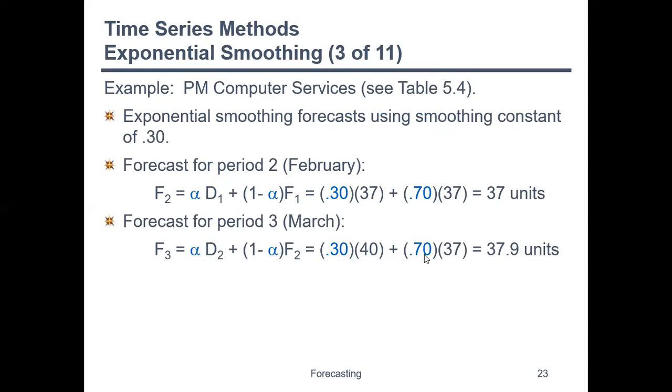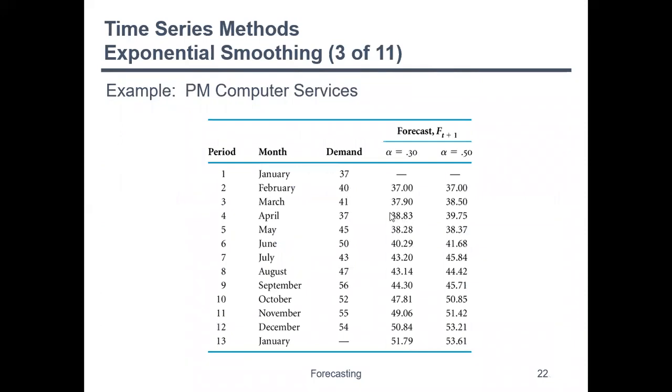D2 there was 40. Plus 0.7 multiplied by the forecasted value, which is 37. So you realize that at the end of the day, we'll get 37.9. Now, how did we also get this 38.38? To get this 38.38, what it means is that we are going to use the previous data here for March to predict the forecast for April. So what we'll do is multiply 0.3 by 41 plus 0.7 by 37.9, and then we'll get this value.